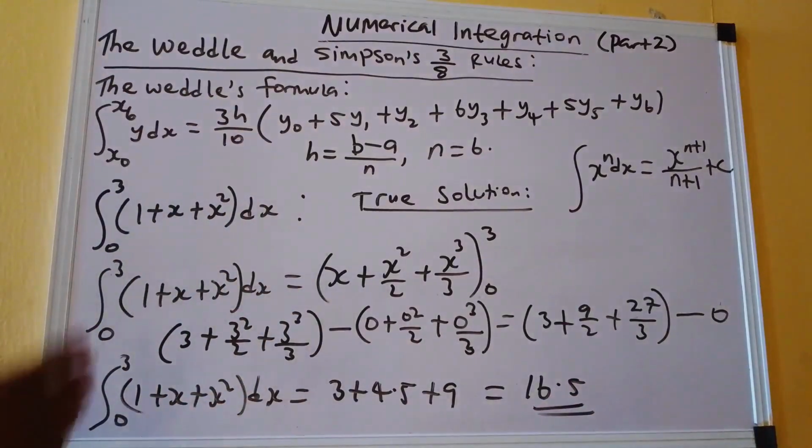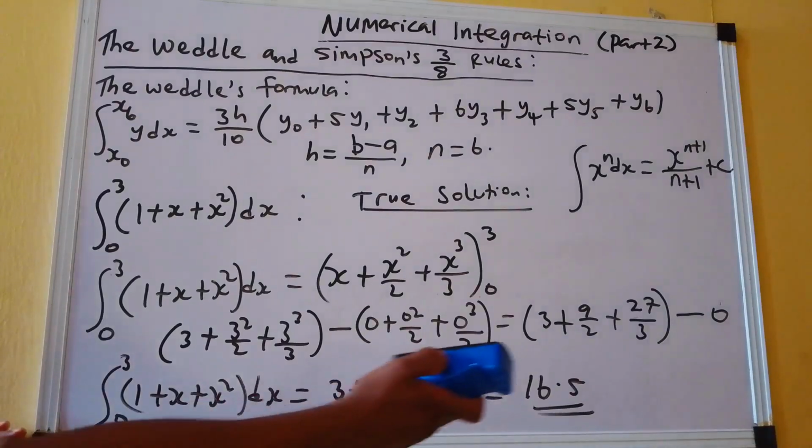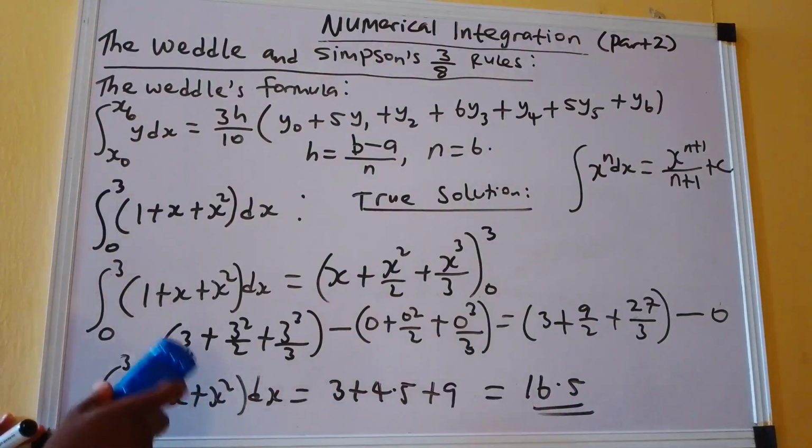So take note of this solution. This is the true solution using the conventional method that we know. Now we want to go ahead to use the numerical method, the Weddle's formula, to carry out this particular integration and see if we are going to arrive at the same answer, 16.5. Now let us go ahead and use the Weddle's formula. Please take note of this answer, 16.5.